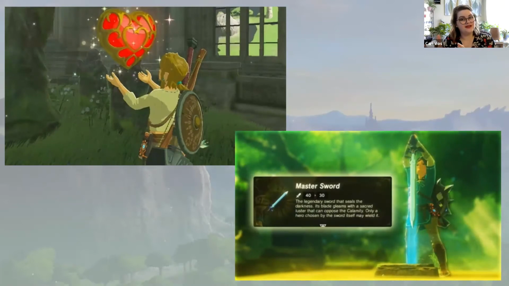But in order to defeat the villain and get the sword, you have to get the hearts, and you have to do some things you don't want to do along the way. There were things I avoided in playing this game. There were shrines that were too hard and they made me mad, and I left them.